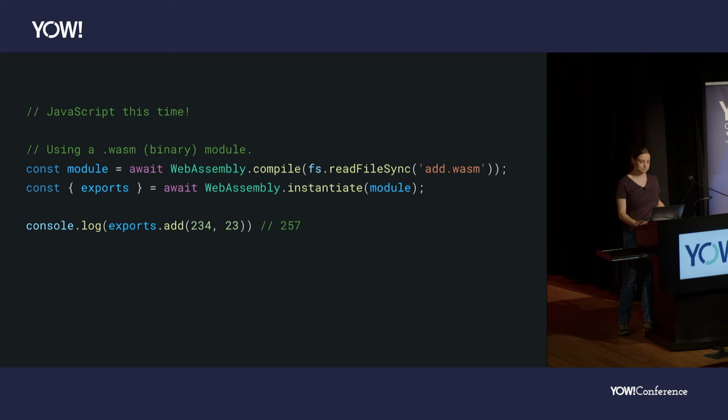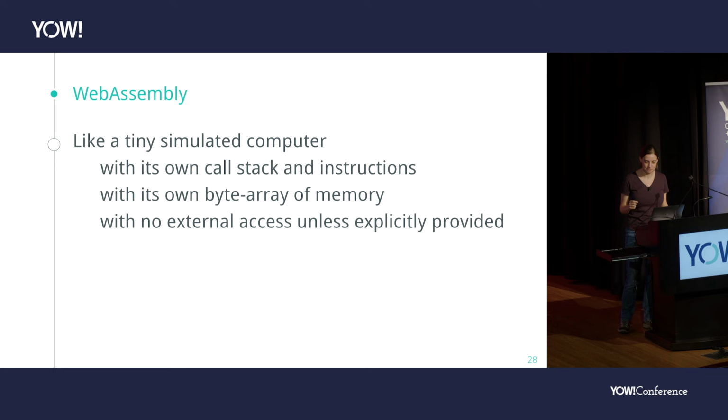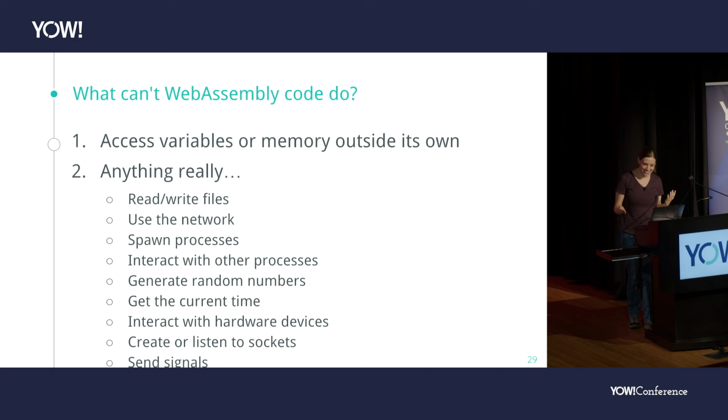Think of WebAssembly like a tiny simulated computer. It has its own call stack and instructions. It has a byte array for its own memory. And it does not have any access to the outside world unless you explicitly provide it. The WebAssembly instructions are built so that they cannot access any memory outside of the byte array of its own memory. So it can't access the memory or any of your JavaScript variables or whatever other language you're using to invoke the WebAssembly. And it can't really do anything else either.